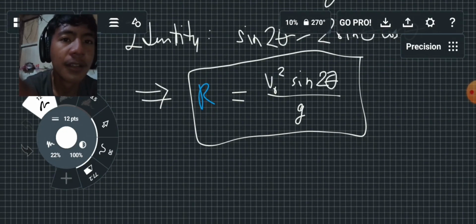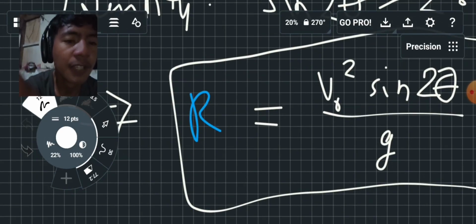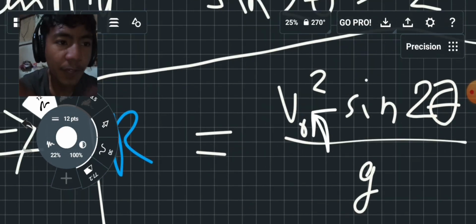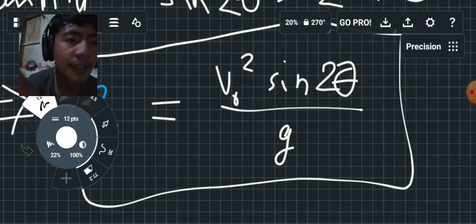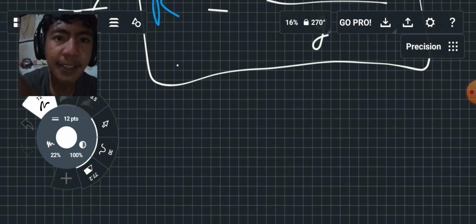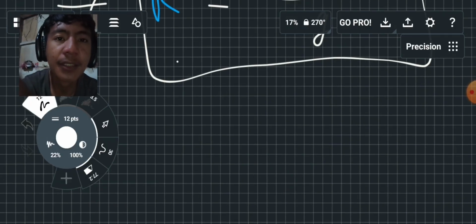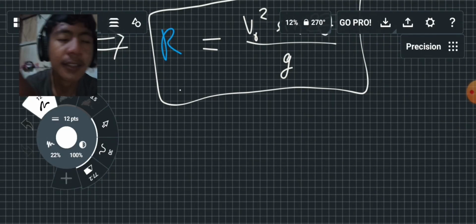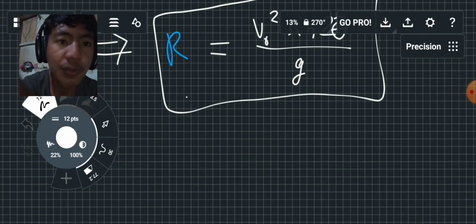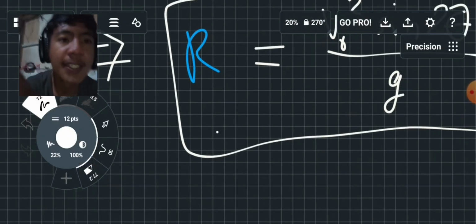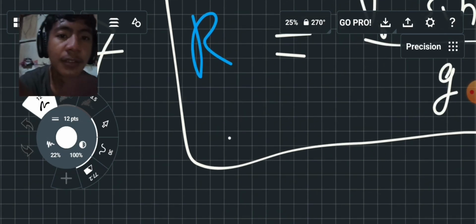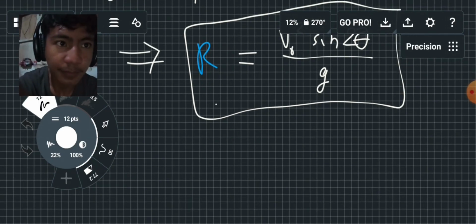Okay, a follow-up question though. If we fix this initial velocity, what is the angle that we can use to maximize the range of our object?